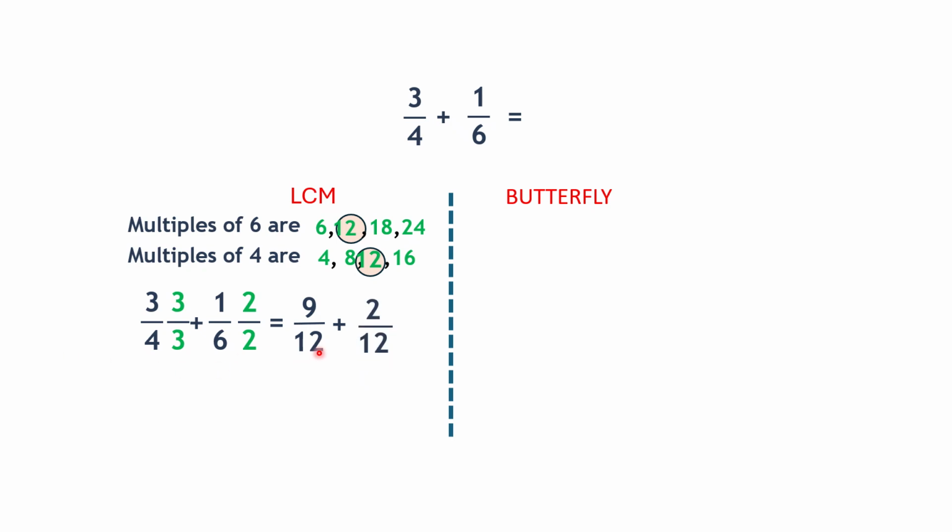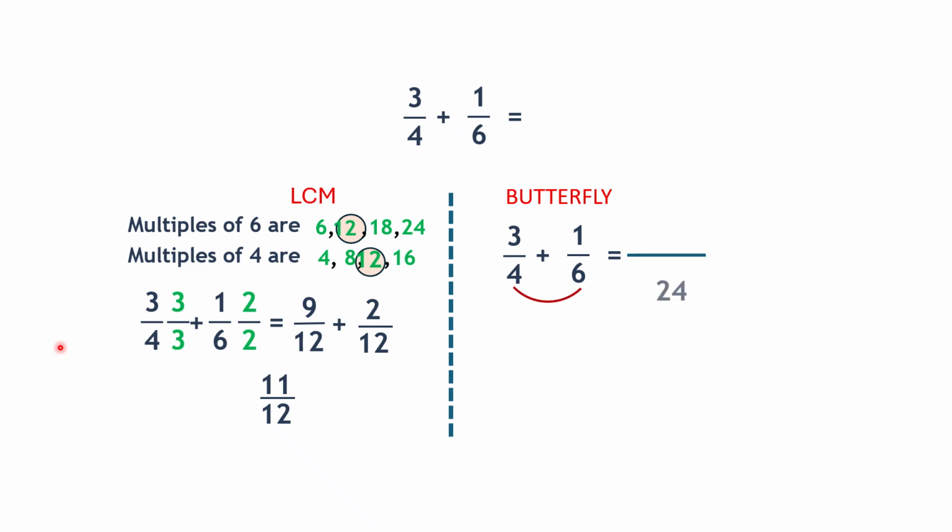Now we have the same name, we have the same denominator, we can add the numerators. So 9 twelfths plus 2 twelfths is just 9 plus 2, so it's 11 twelfths. That's it. Now for the butterfly method, to do this, you first multiply the denominators.